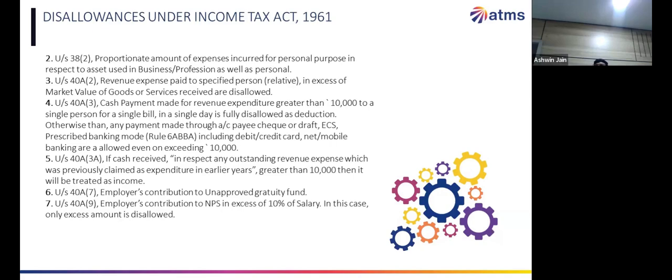So again, the department at a time can evaluate this under 40A(2): revenue expenses paid to a specified person in excess of the market value of goods or services. So it should be a reasonable amount which he can get in the market. Again, cash payment is a very important criterion.